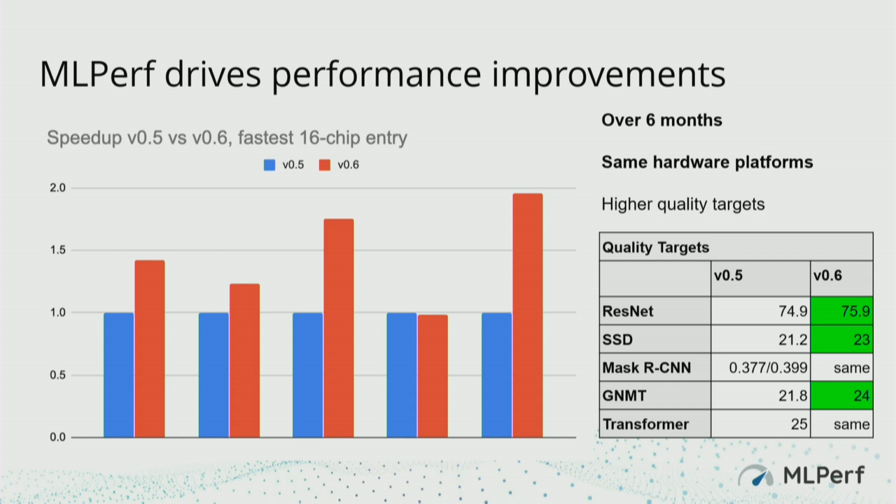On 3 out of the 5 benchmarks, the ones that don't have the big impressive red bars, we raised the quality targets. So I think it's reasonable to assume this is pretty much a 2x speed up on the same hardware across the board. And some of this is because we're getting better at optimizing benchmarks. But some of it is because we are driving everyone to make their software stacks better. And this is value that's passed on to all the users of ML.